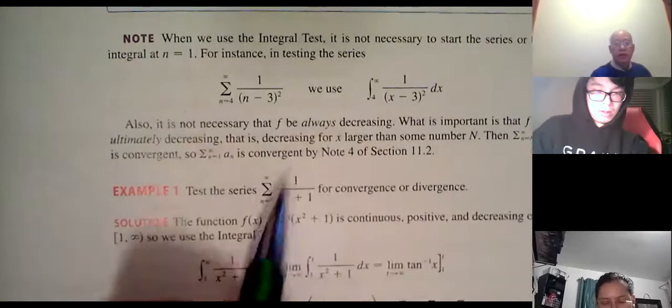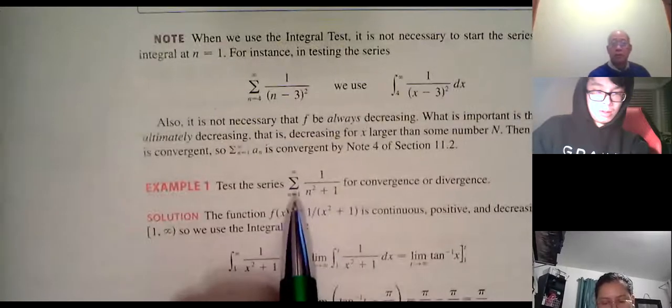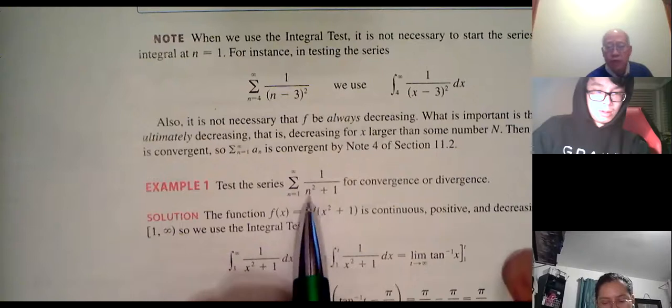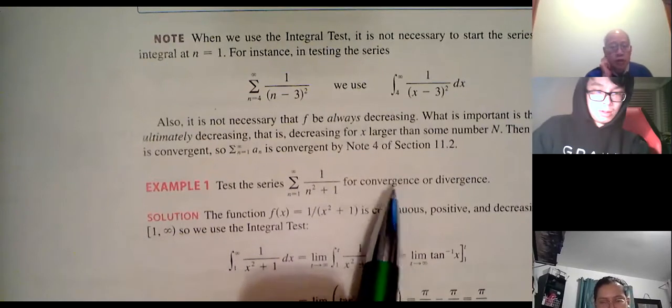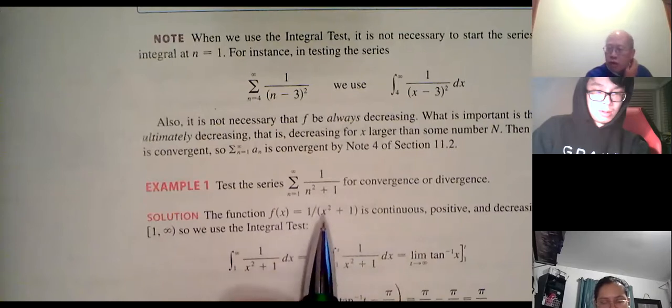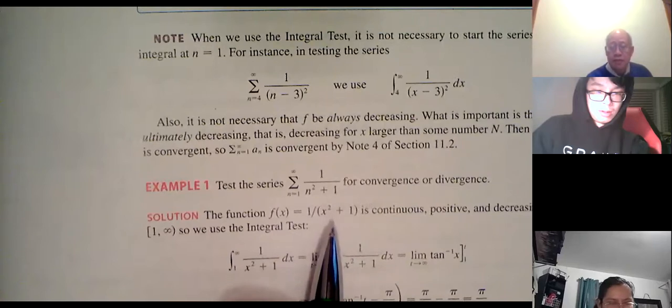Okay, so here is an example of what's happening. Test the summation of 1 over n squared plus 1 for convergence or divergence. If I change it to x, 1 over x squared plus 1, do I know how to integrate this? Yes, that's my inverse tangent.